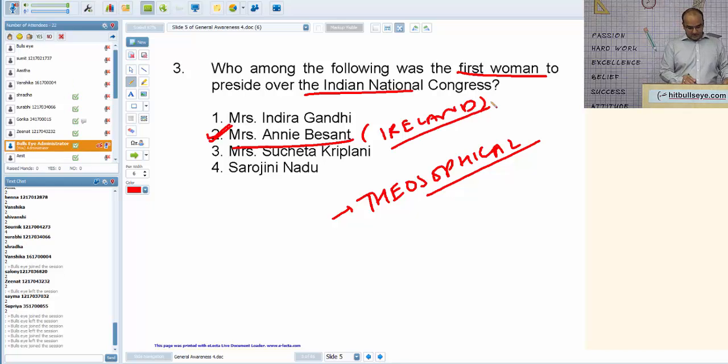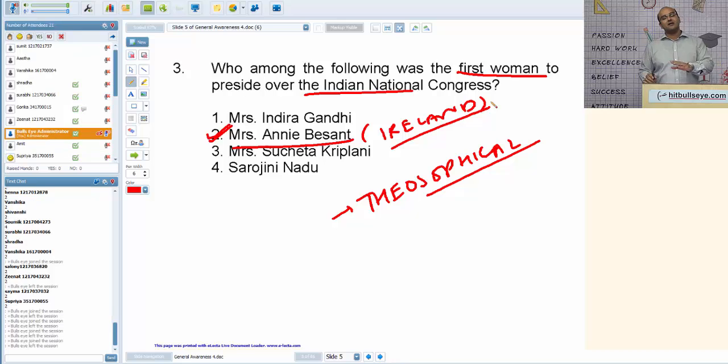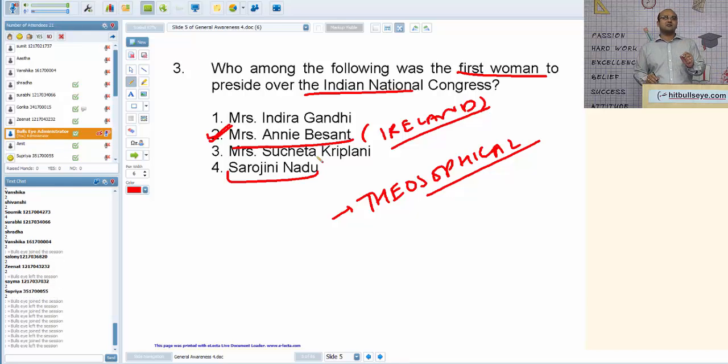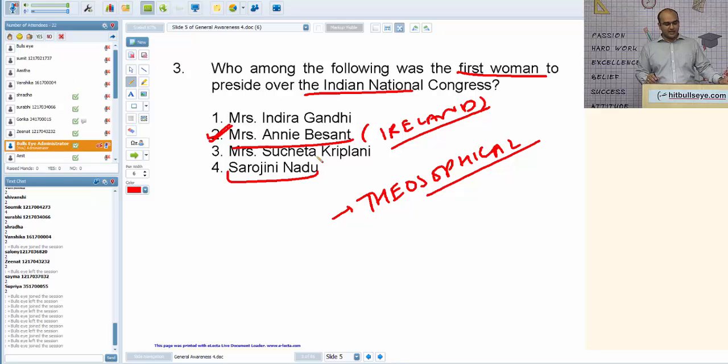She was originally from the country called Ireland, right? However, after Miss Annie Besant, the second woman leader to become the president of the INC was Miss Sarojini Naidu. So if there is a question asked which Indian woman was the first to preside over the INC, the answer would be Sarojini Naidu. Right.